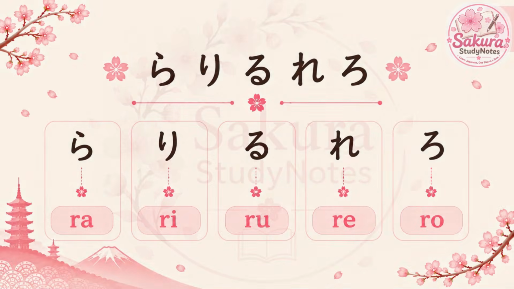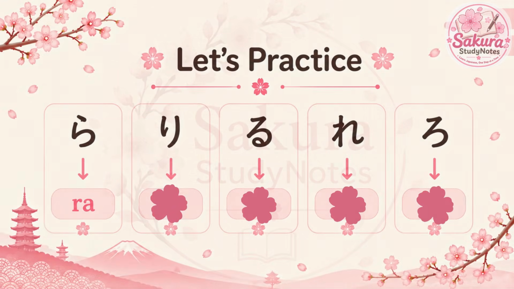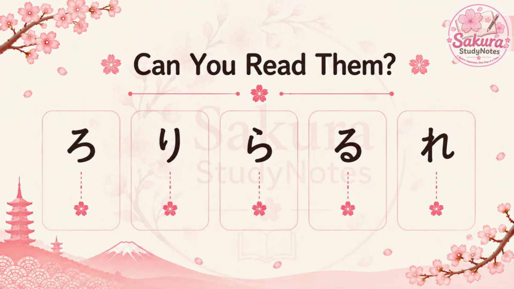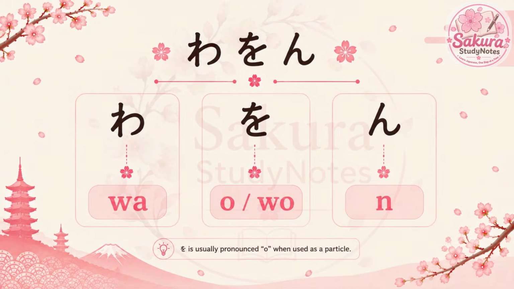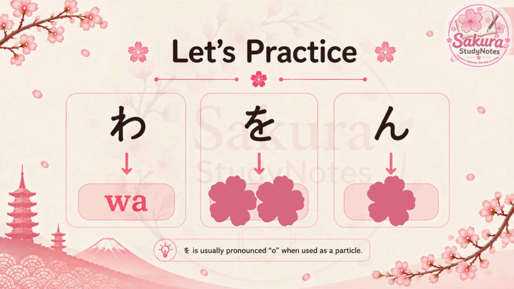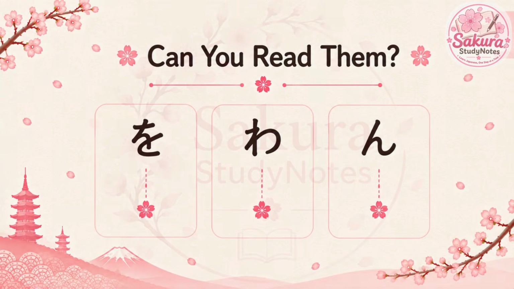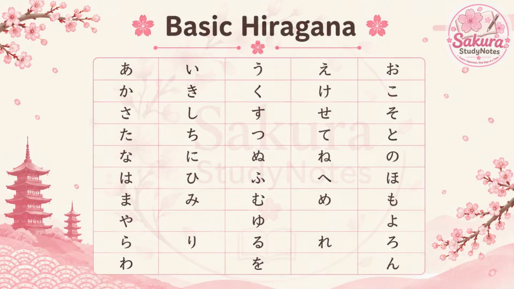Next, we learned the R row. Let's practice to read. Ra, Ri, Ru, Re, Ro. Can you read them? Read each character aloud. Finally, we learned Wa, Wo, N. Let's practice to read. Wa, Wo, N. Can you read them? Read each character aloud. Here is the full chart of completed basic hiragana.